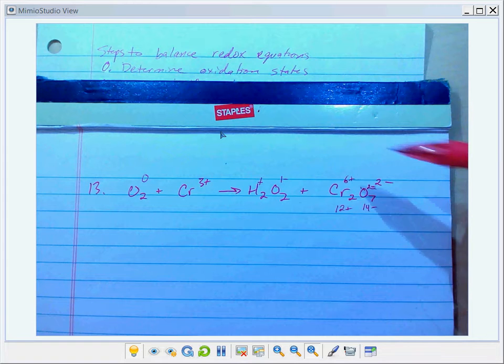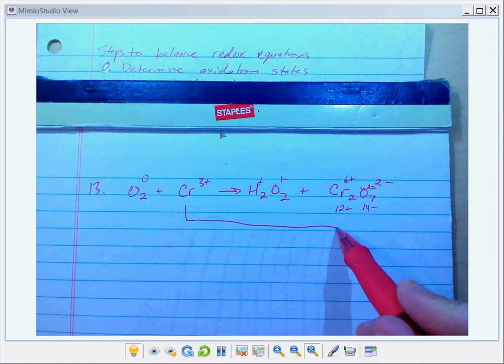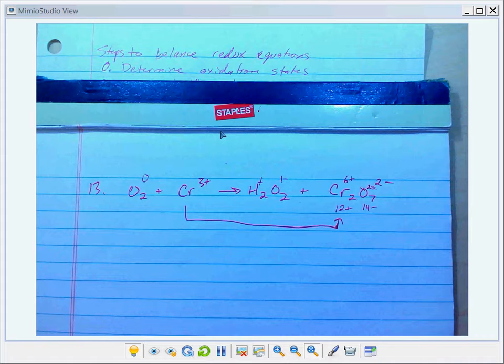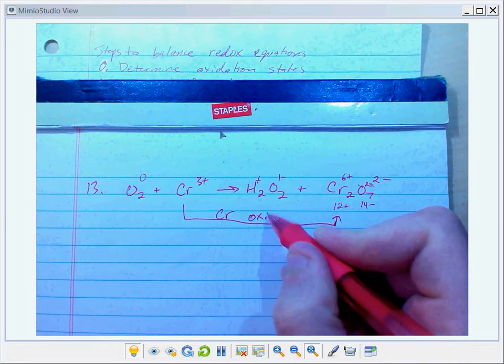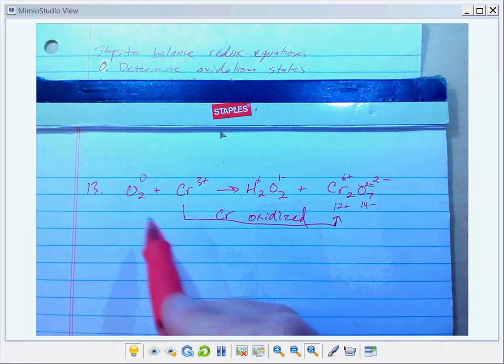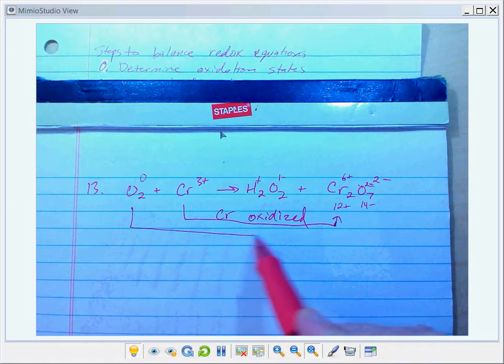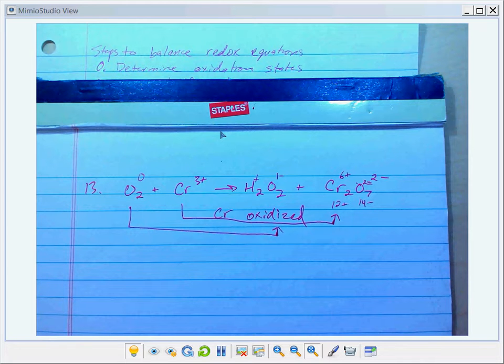I just finished the first step, which is to determine the oxidation state. What you'll notice here is that chromium is turning from 3 plus to 6 plus. So chromium is being oxidized. And oxygen is actually what's being reduced here. So oxygen is gaining electrons to form the peroxide.